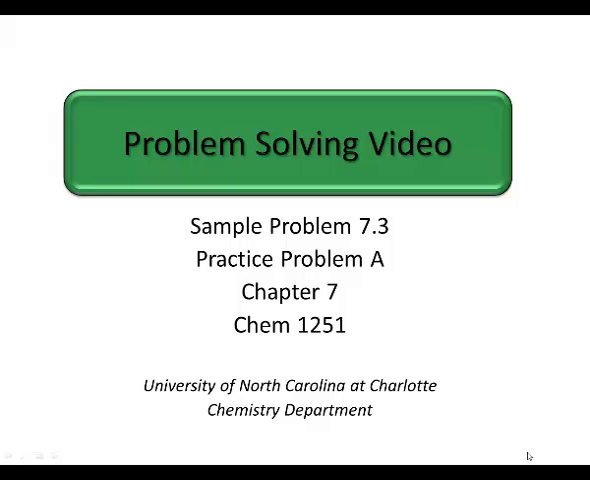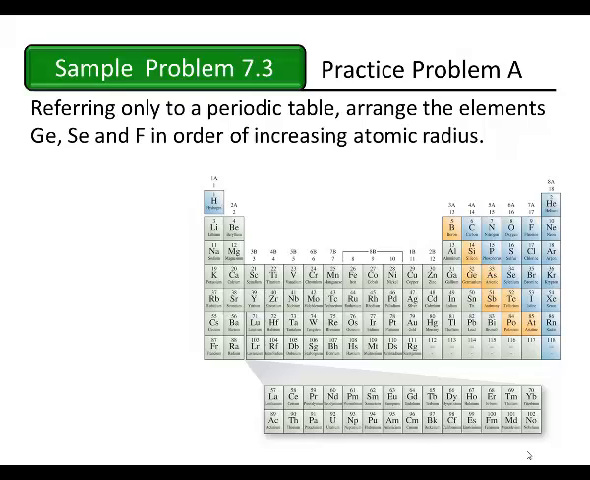This is the video solution to practice problem A that accompanies sample problem 7.3 on page 287 of the textbook. In this problem, we are asked to place three elements in order of increasing radius based on their position in the periodic table. The elements are germanium, selenium, and fluorine, and here they are on the periodic table.